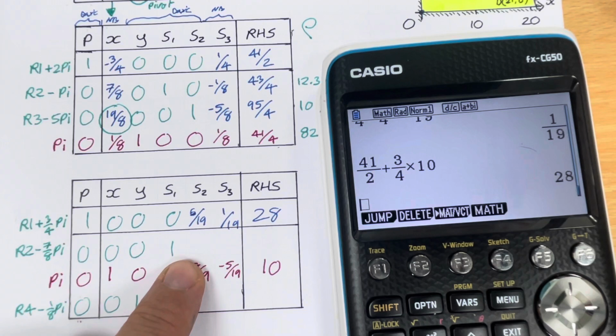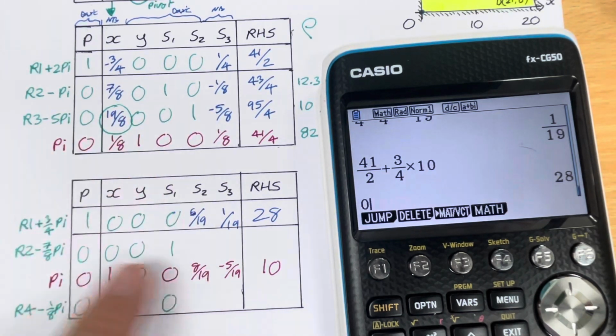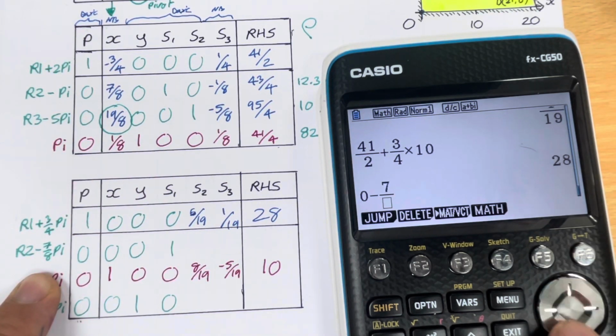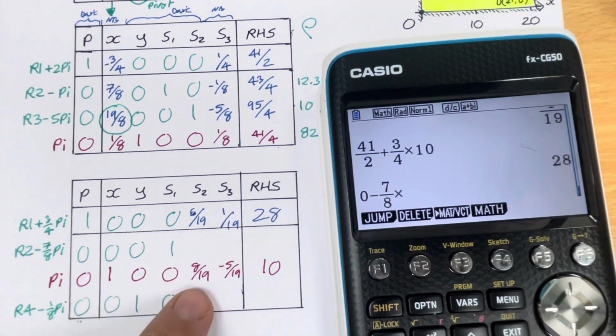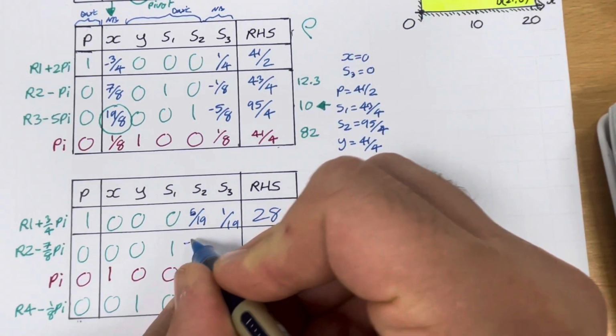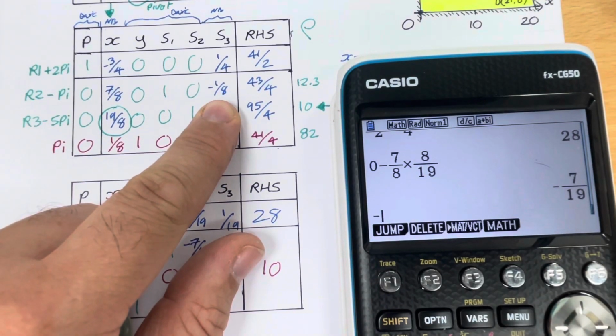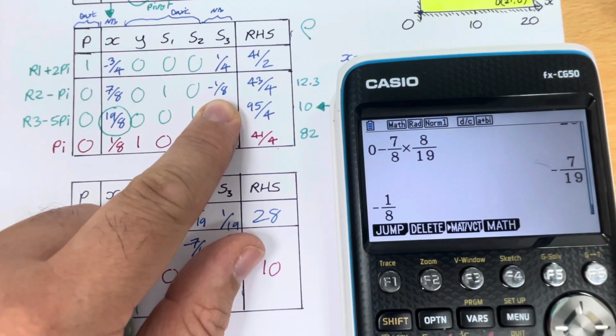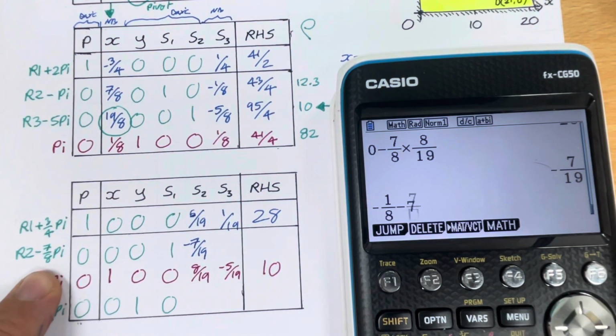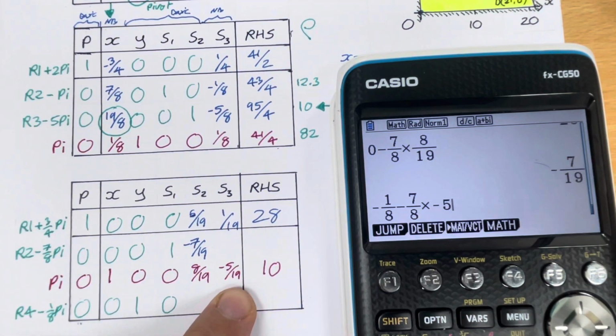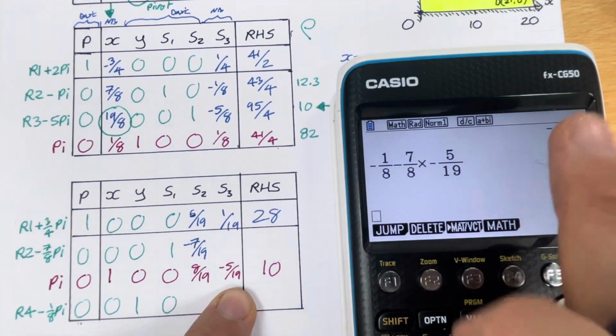Second row, 0 minus 7/8 times the pivot row. The pivot row is 8/19. So that's minus 7/19. Then we've got negative 1/8 minus 7/8 times the pivot row, which is minus 5/19, which is 2/19.